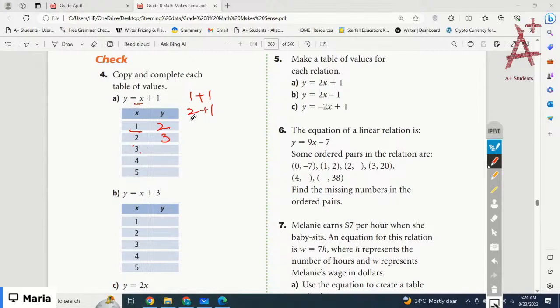3. Just replace the x by 3. 3 plus 1, 4. 4 plus 1, 5. And then 5 plus 1 equals 6. So for each value of x, you have to replace the value of x in the equation and calculate the value of y. Right?